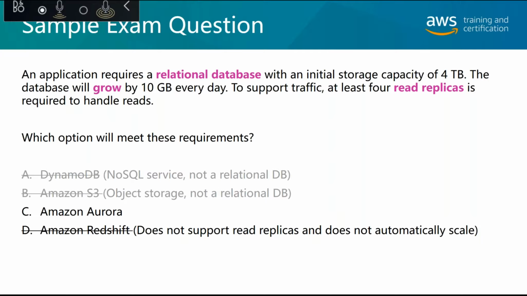So it is relational, but it does not support read replicas and does not automatically scale in the way they're putting it in this question. That's for analytics and data warehouse. So it's a bit of a different architecture. So Amazon Aurora would be the right answer in this sample exam question. So make sure you review the features of Amazon Aurora.